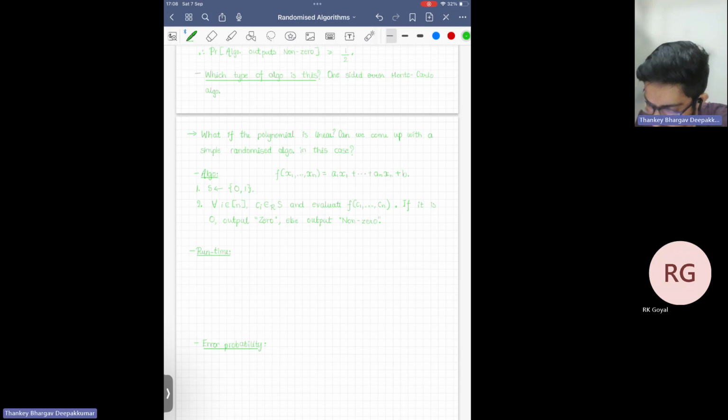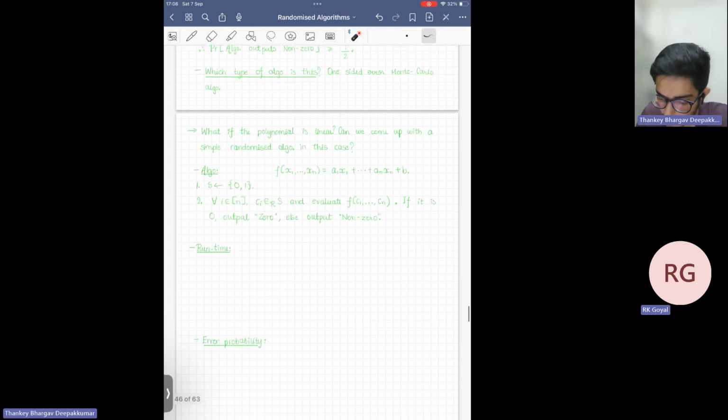Okay, so this is what f looks like. These are the coefficients. Now, what am I doing? I'm picking C1 to Cn.